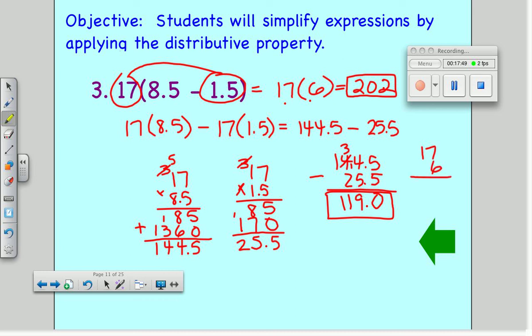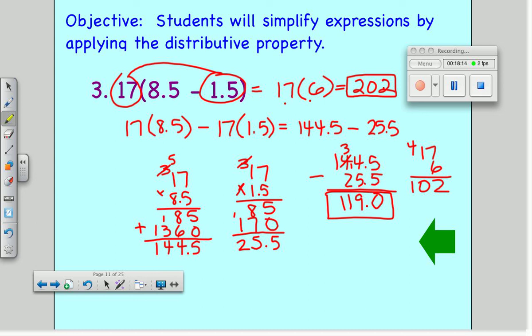7 times 6 is 42. 1 times 6 is 6 plus 4 is 10. Huh. Well, now I'm really confused. Still a different answer, right? That's okay, I love this. Let's see what we did wrong. Let's see what I'm doing wrong, all right?